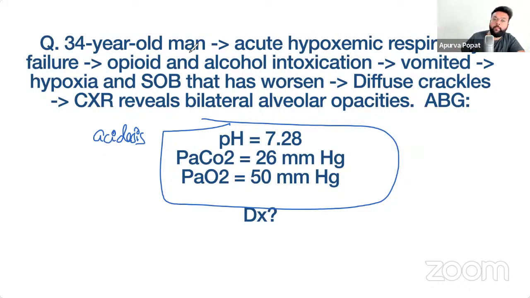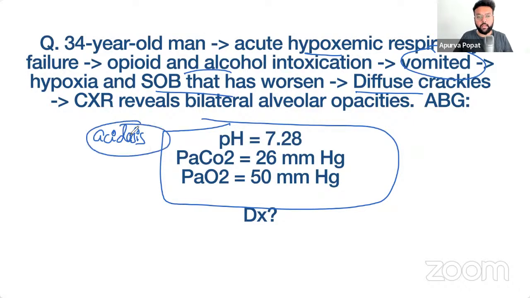A 34-year-old man is having respiratory failure because of opioid and alcohol intoxication. He vomited and had hypoxia, and shortness of breath had worsened. After vomiting, that patient is now having diffuse crackles. Chest X-ray shows bilateral alveolar opacities. What is happening? Chest X-ray showing bilateral alveolar opacity after vomiting, and the patient was obtunded. What happened to the patient?